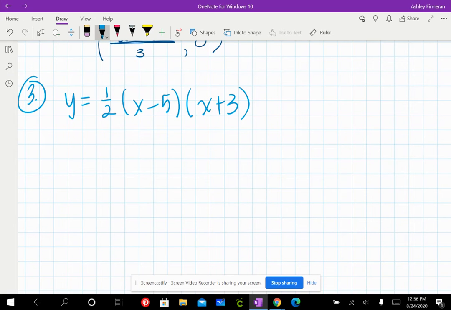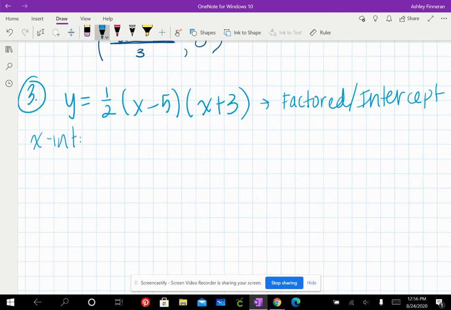All right, our last example is y equals 1/2 (x minus 5)(x plus 3). I hope the first thing you notice is that this is in factored or intercept form, and so it automatically tells us our x-intercepts, in this case both of them.